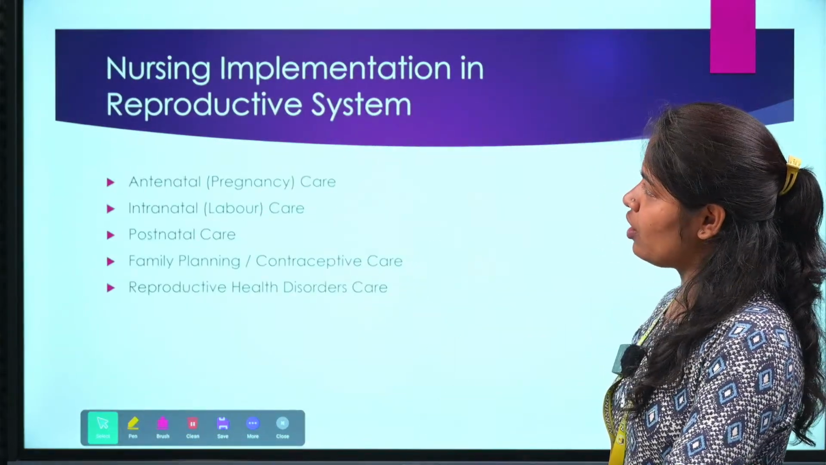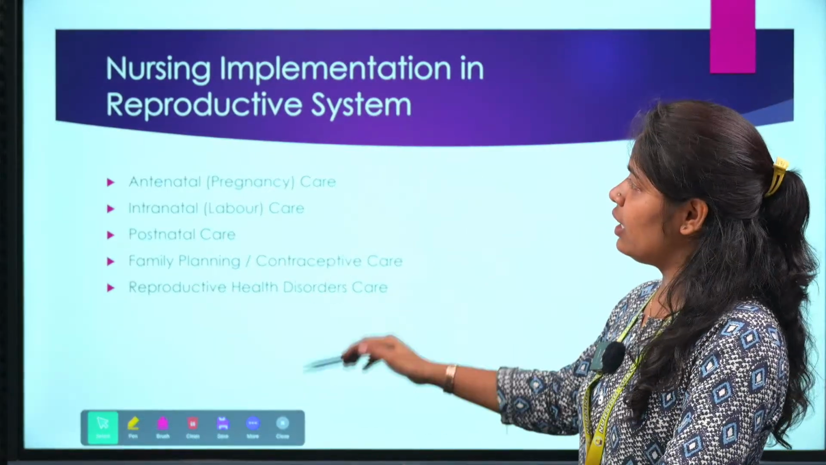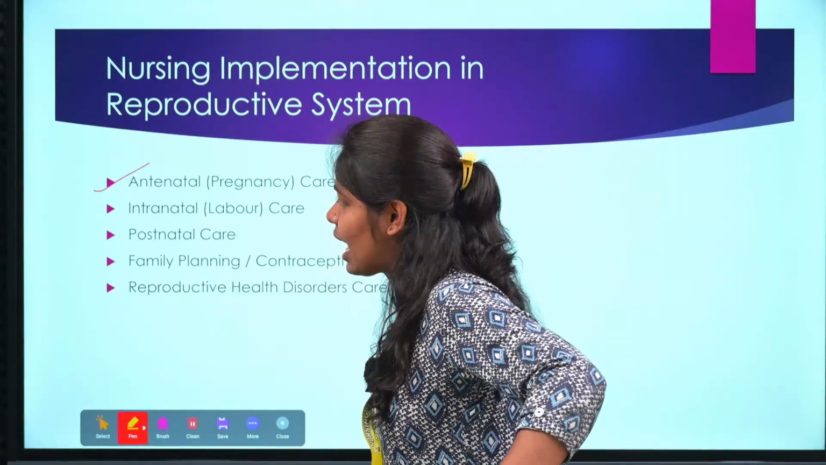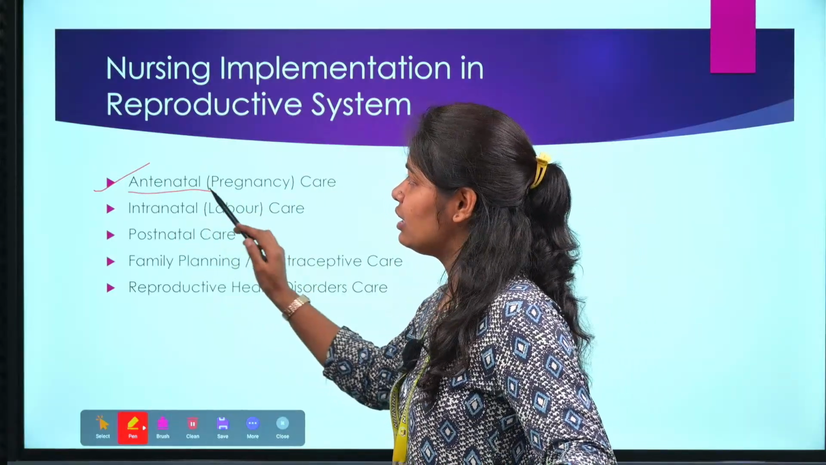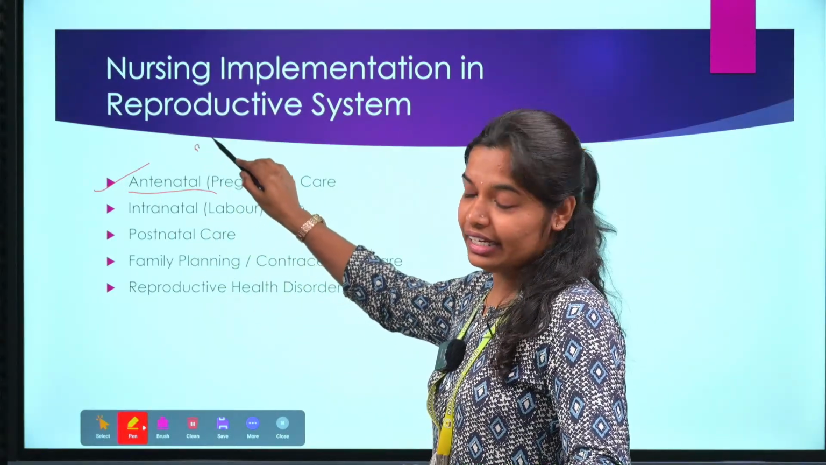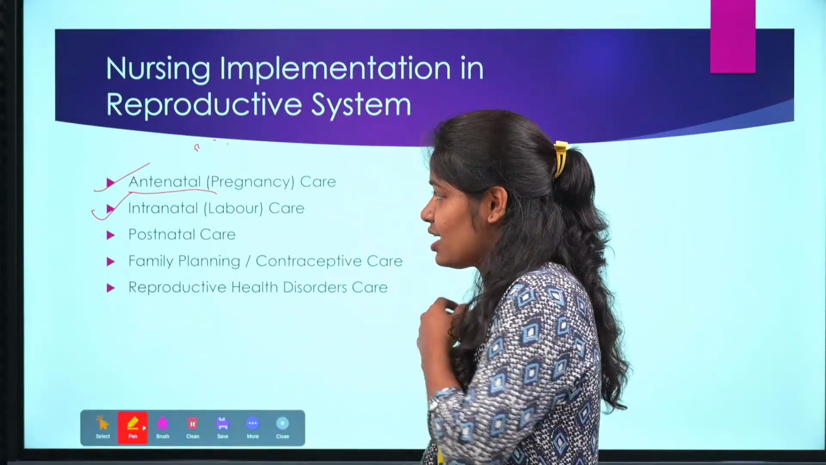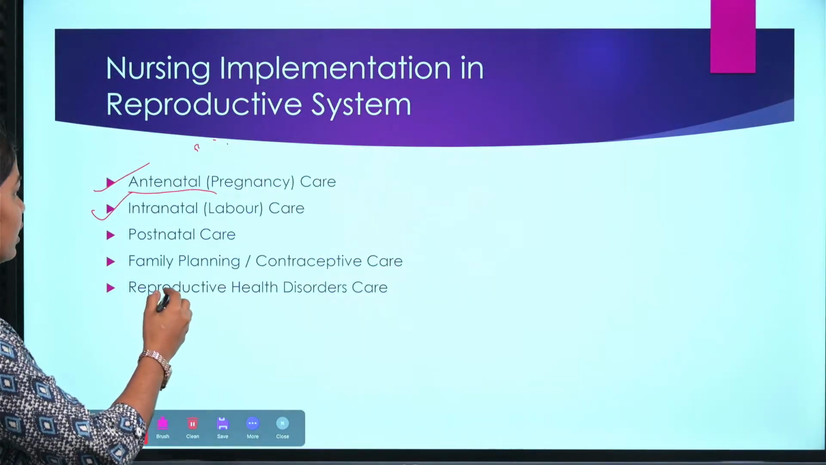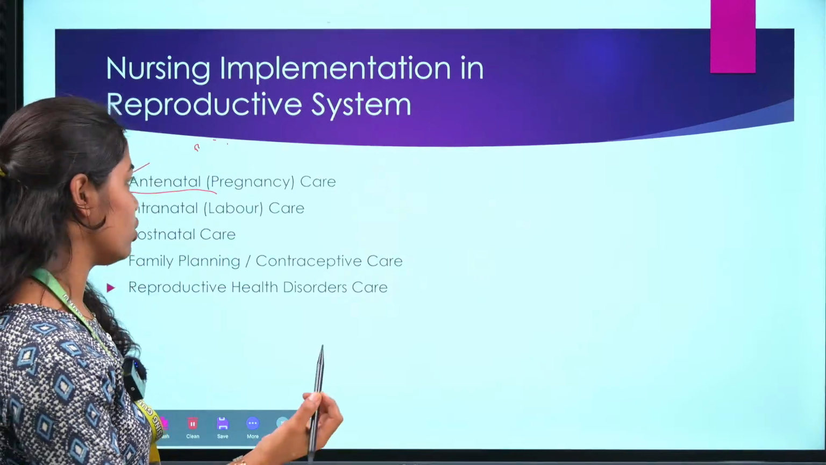Next, what are the nursing implementations we can apply in the reproductive system? First one, antenatal care. At the time of pregnancy, we give care for the antenatal mother. That is one of the planned interventions for the pregnant woman. Next is intranatal. At the time of labor, at the time of delivery, we give the care. Then postnatal, the care we give after the delivery.